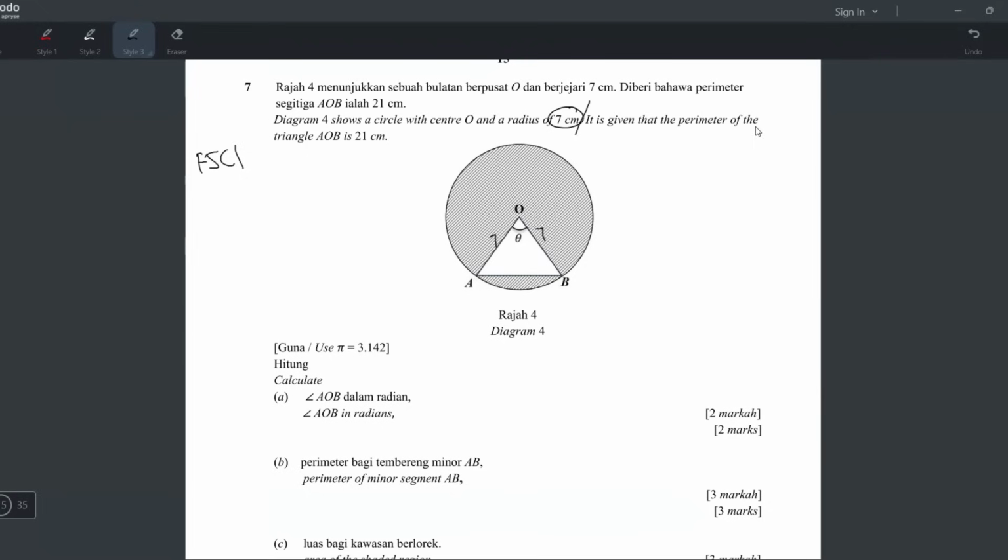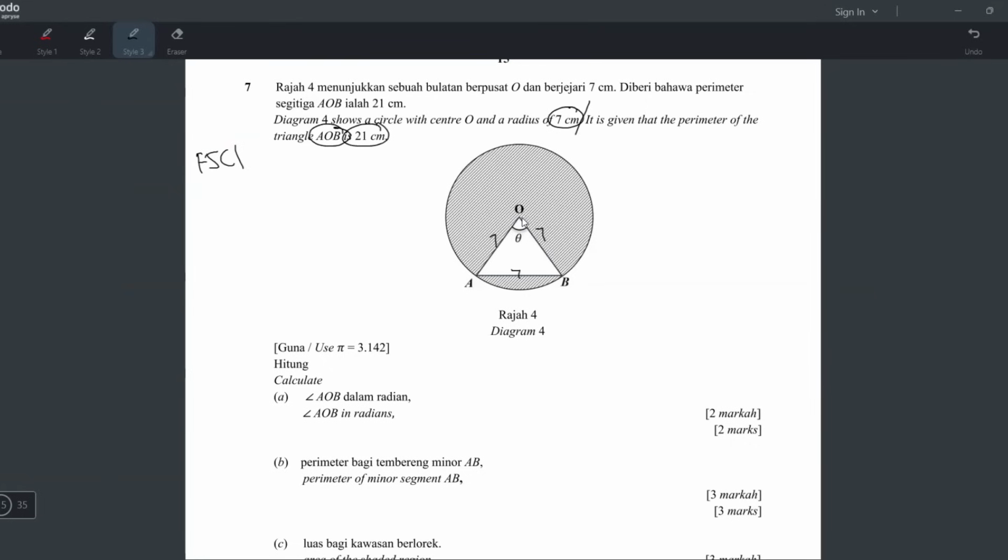Okay, and then given that the perimeter of triangle AOB is 21. That means this side plus this side plus this side gets 21. But you already have two of the sides, 7 and 7. So you can take 21 minus 7 and you get 7 also. So AB is also 7 long. It means this is an equilateral triangle.